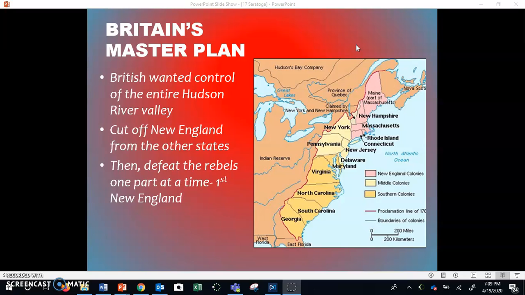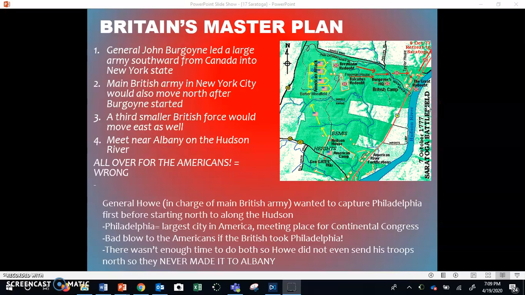Well, at this point in time, they're actually colonies still. And then they would defeat the rebels, being the Continental Army, those American colonists, one part at a time. They would start with New England and work their way down and eventually defeat the colonists.